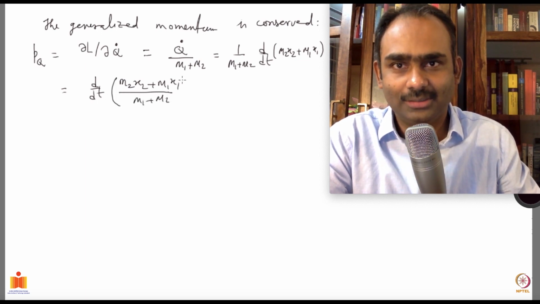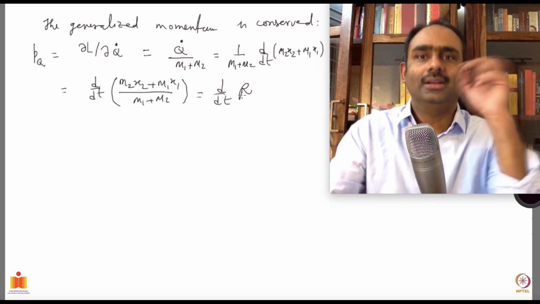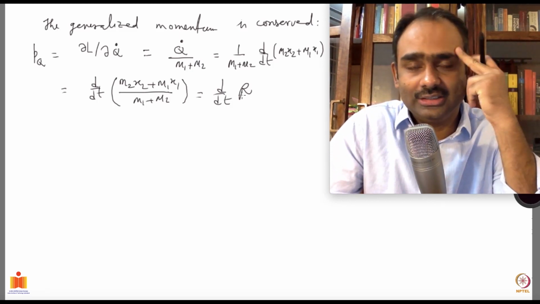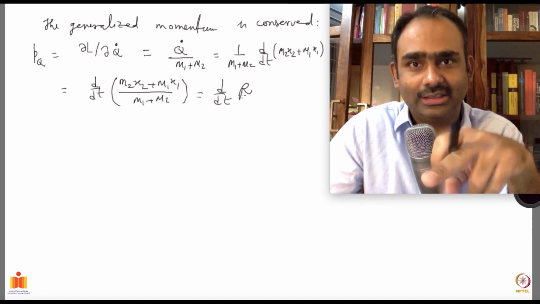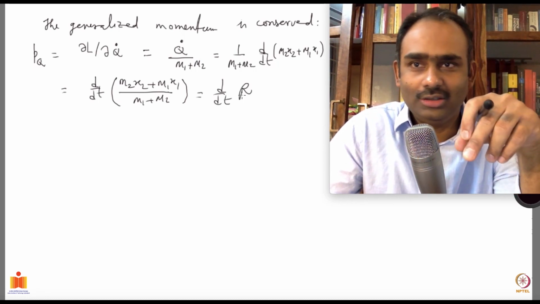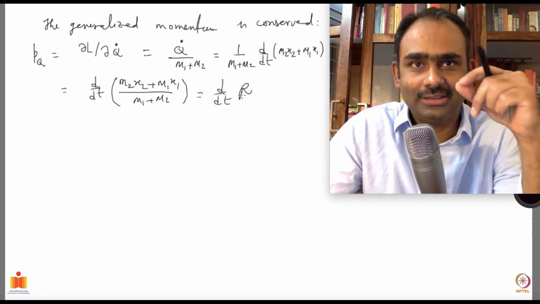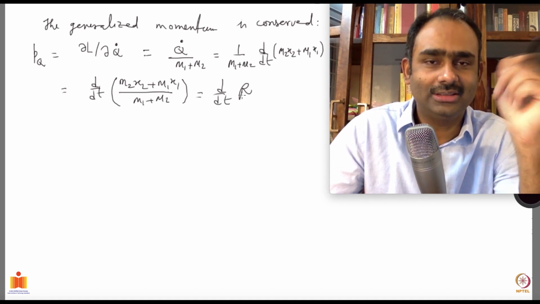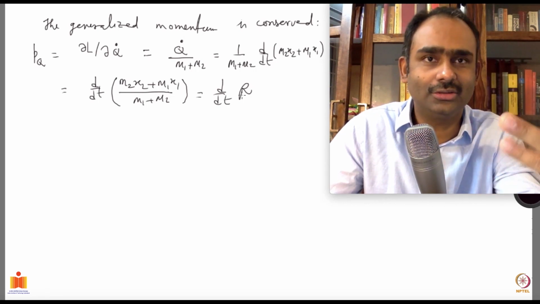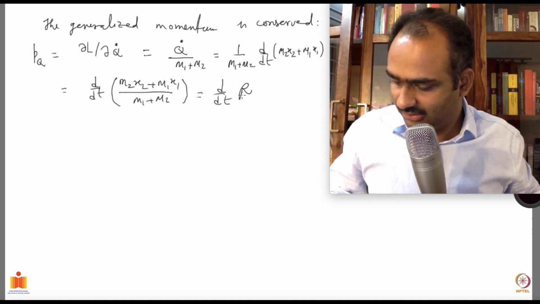Does this appear familiar? This quantity in the round brackets is the location of your center of mass. The center of mass of your system is located at this place. So all you are getting is that the velocity with which the center of mass is going to move is a constant. That's what it says, which is true, right?